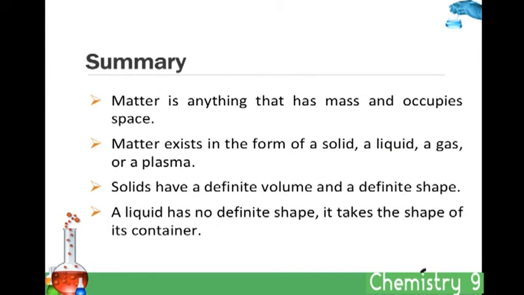In summary, matter is anything that has mass and occupies space. Matter exists in the form of a solid, liquid, gas, or plasma. Solids have a definite volume and a definite shape. A liquid has no definite shape, it takes the shape of its container.